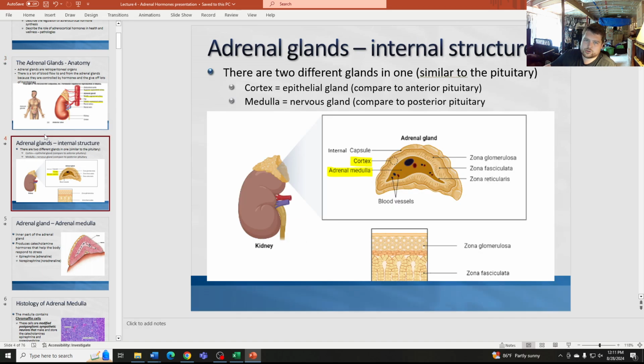So looking at the overall structure, you could compare it to say that there are two different glands all wrapped up into one pretty package. We have the cortex and then the medulla. The cortex is more similar to the epithelial glands, like the anterior pituitary is. And the medulla is more of a nervous system type gland, comparing that to the posterior pituitary. We'll get deeper into the full division of each of these, but we're going to start with the adrenal medulla.